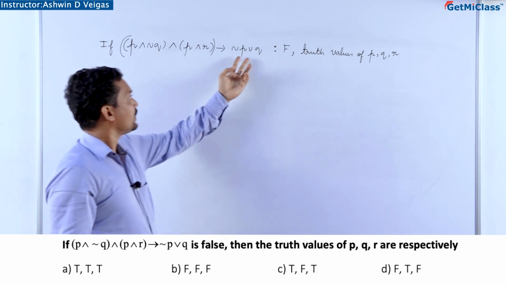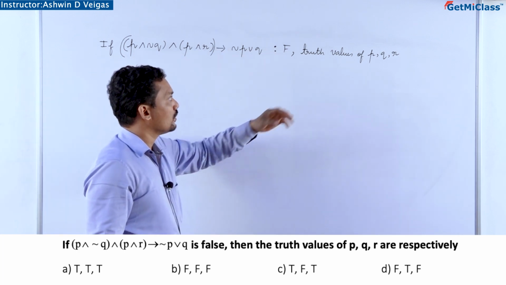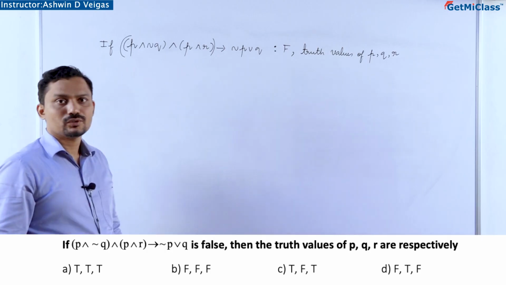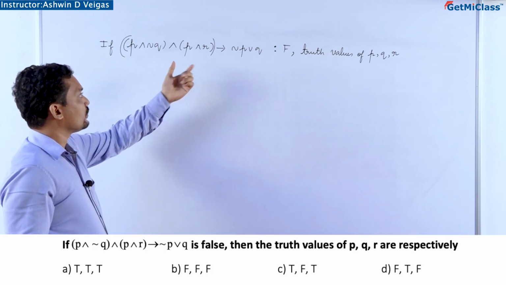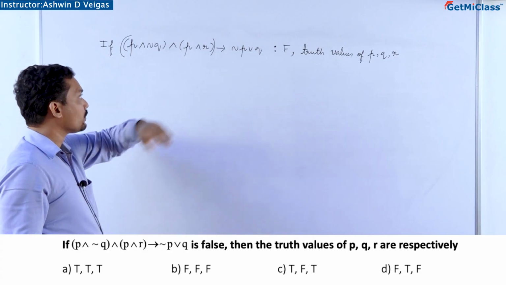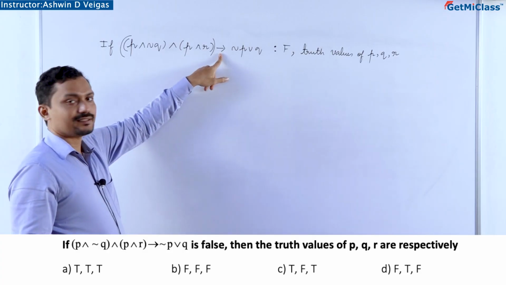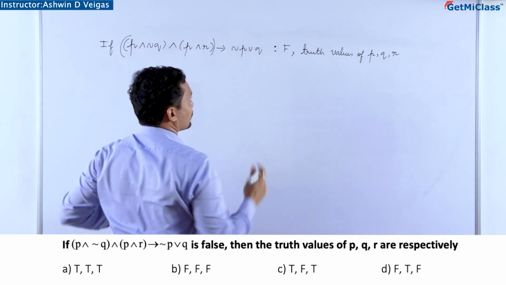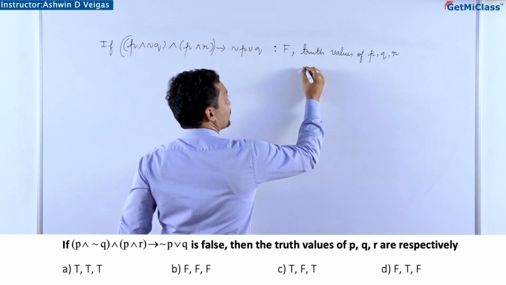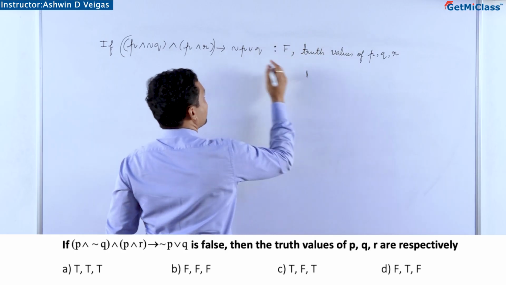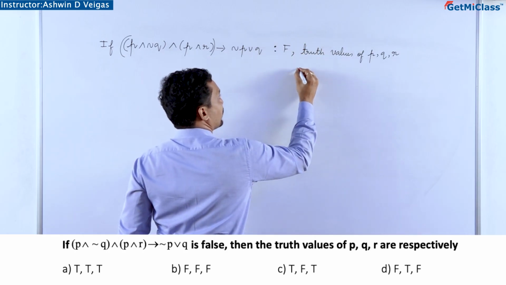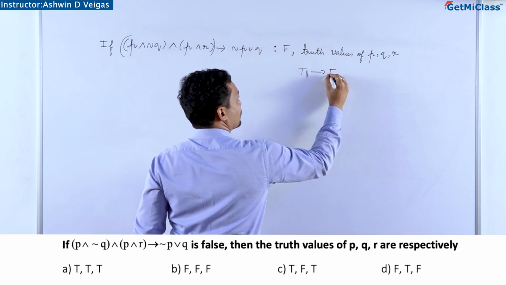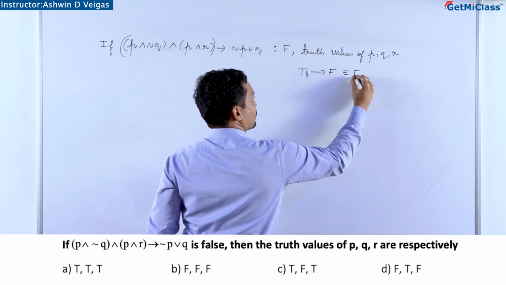If this statement is false, what is the truth value of P, Q, R? Now, if you see this statement correctly, this is an implication, and this implication is false. We know that there is only one case under which an implication is false: true then false is always false.